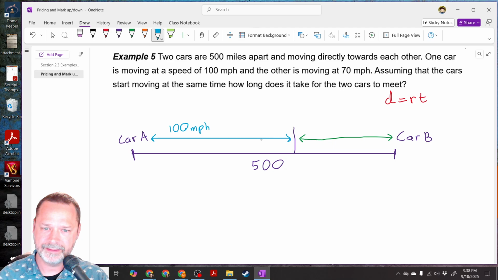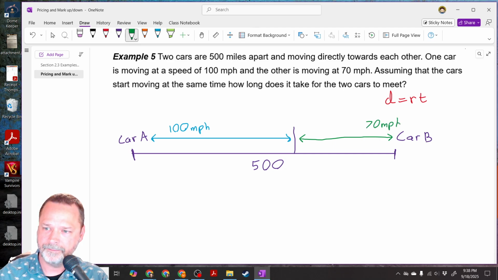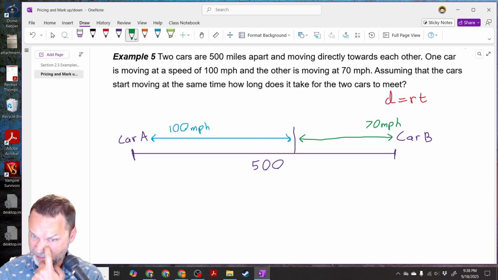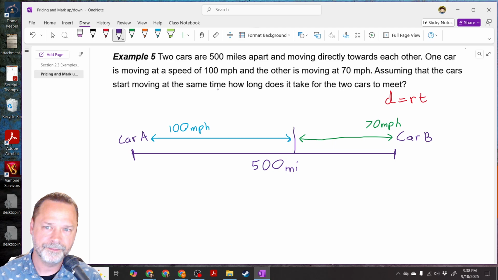And that's the speed we're going, and we got this distance here. And then car B is going what? It's going 70 miles per hour. So car B is 70 miles per hour. Okay. Now, so far it's not going to work for me because I got a speed here and I got distance here. We need to be able to relate just distance to distance or speeds to speeds. We got to do something here. Assuming the cars start moving at the same time. Ooh, time's the same. How long does it take for each of the two cars to meet?